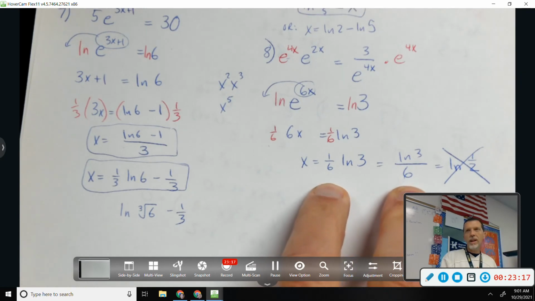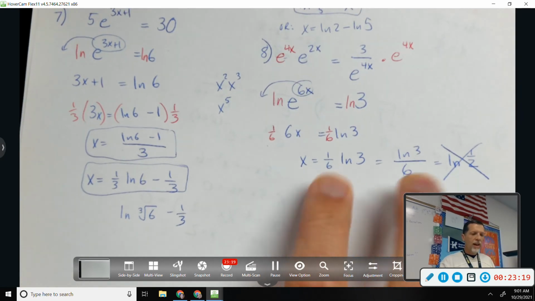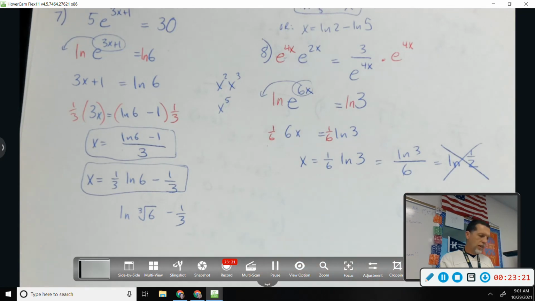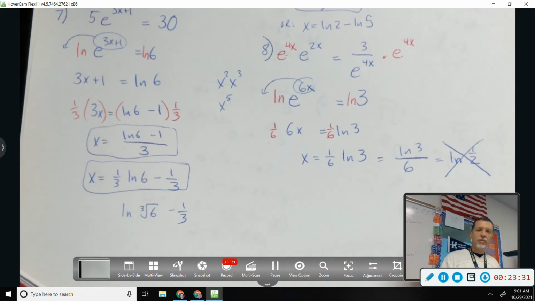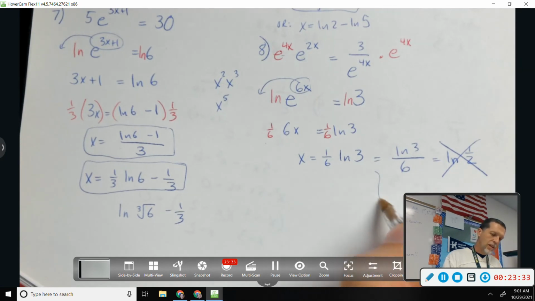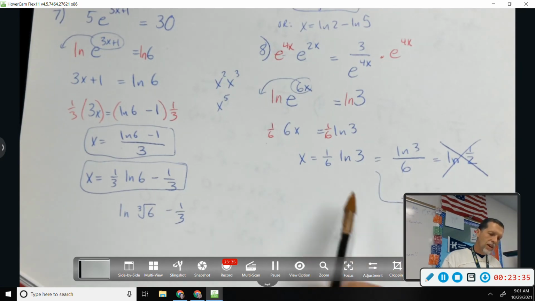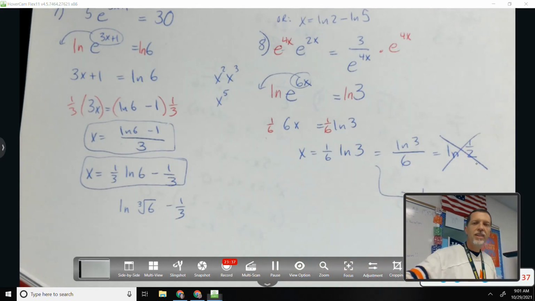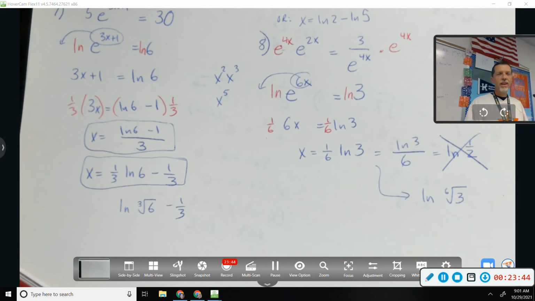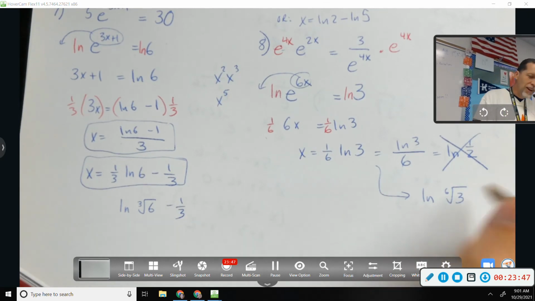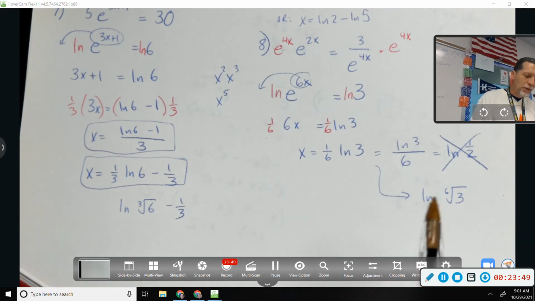So write it either way. If it's a free response question, either of those answers would be acceptable. If it's multiple choice, I don't know how they're going to put it, so you have to be able to recognize it. And again, if it's free response and you want to get creative, I could write that as natural log of the 6th root of 3. You would make me be doing work if you wrote it like that.